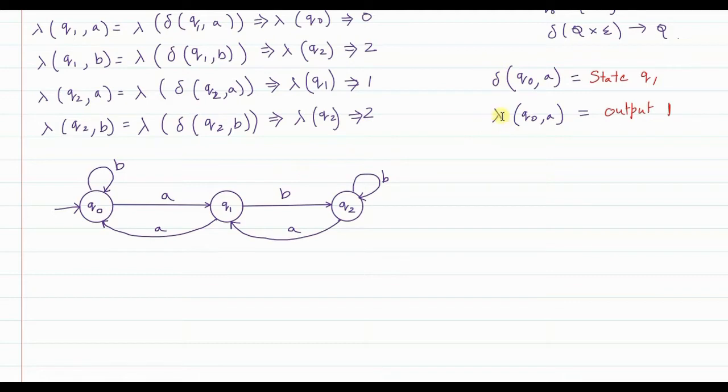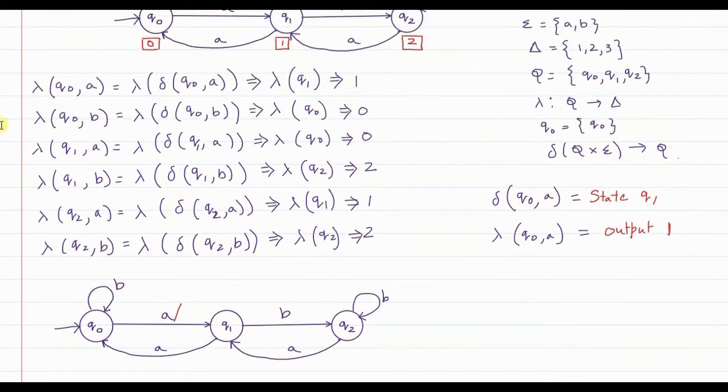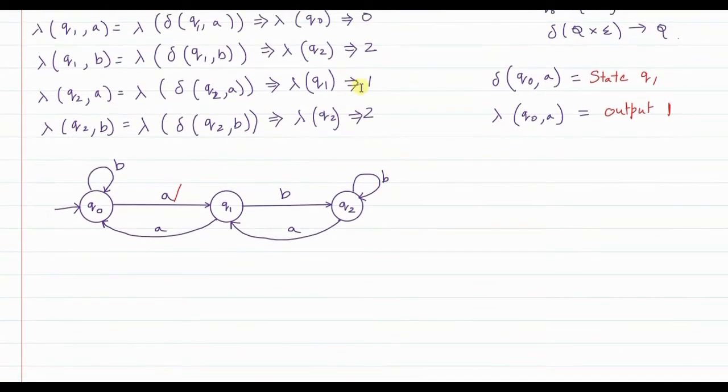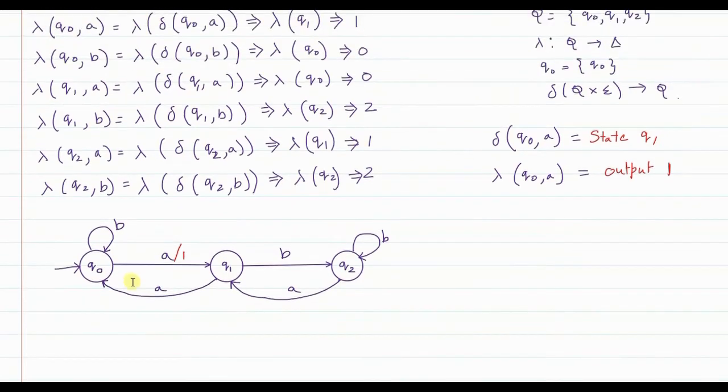Now what is the output that is generated when from Q0 you are reading A? What is the output that you are generating from state Q0 on reading A? Output generated is 1. We have just found out. See, lambda of Q0 on A, the answer is 1. That means you have to write here /1. Correct? So this is the meaning of it.